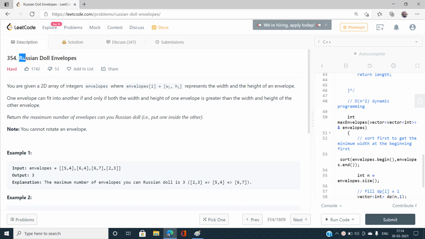I am going to discuss the problem Russian Doll Envelopes. Index number is 354 and the problem is of hard type on LeetCode. Okay, so let's discuss the problem now.